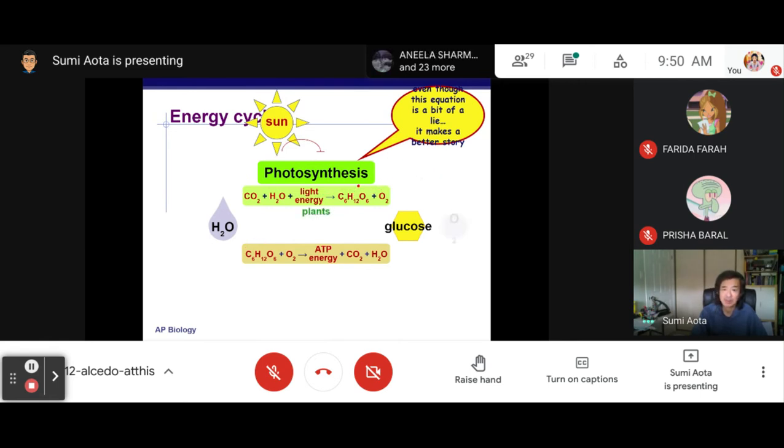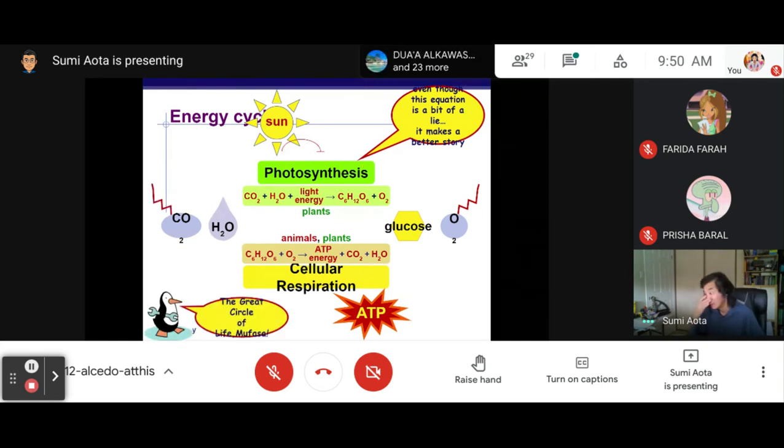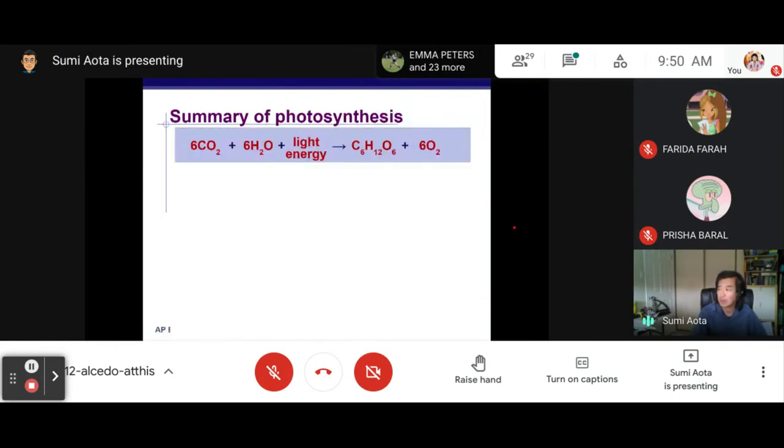Okay, so that's plants. The glucose and oxygen are going to be used by us in cellular respiration to generate ATP, making CO2 and water, which will cycle back to photosynthesis. Okay, so that is the great circle that we talk about. Okay, summary.